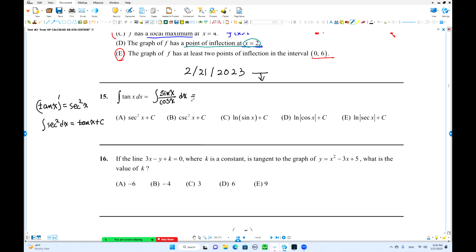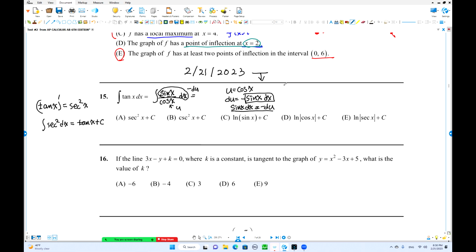So use substitution. Take u equals cosine x, and take the derivative of each side. du equals what? Negative sine x dx. Now you have sine x dx in there. Sine x dx, the whole thing, is negative du, putting the negative on the other side. So we have sine x dx replaced with negative du. But this is u, right?